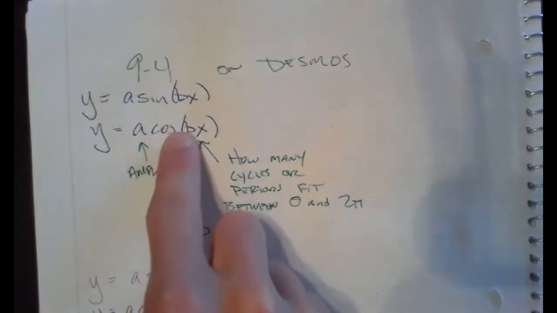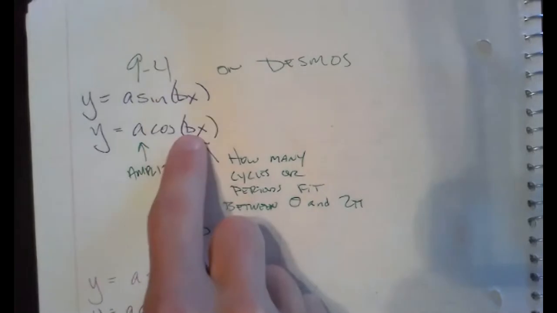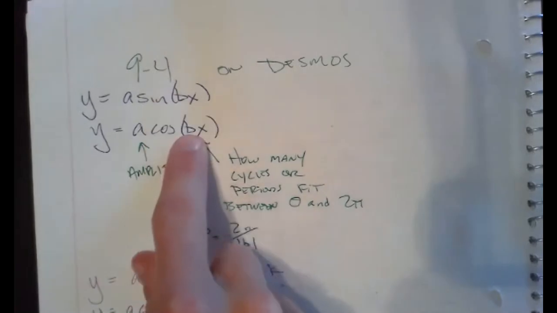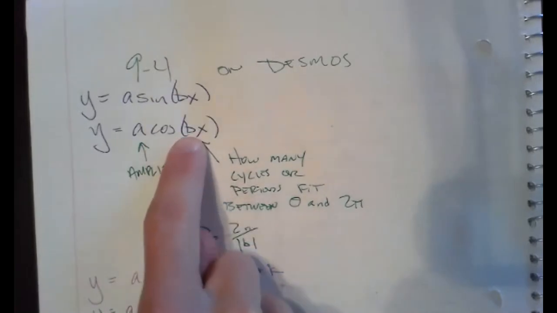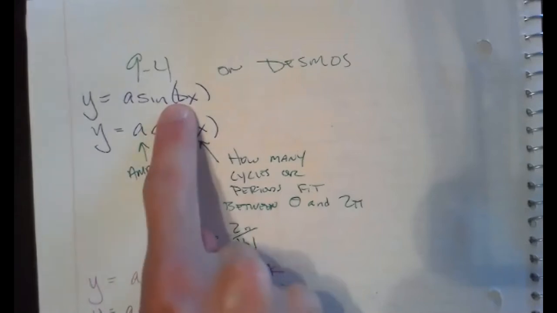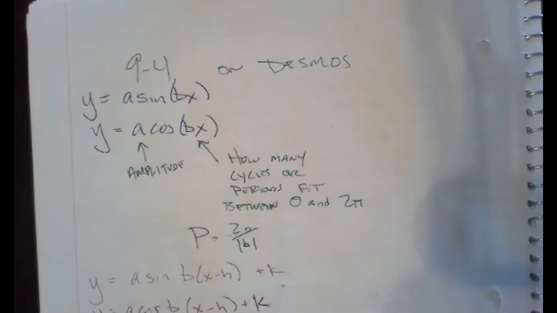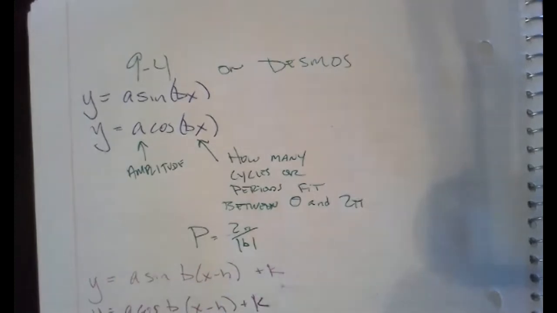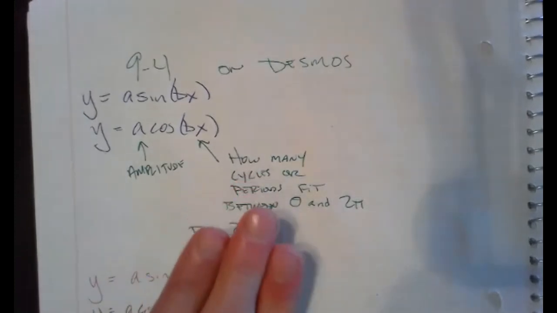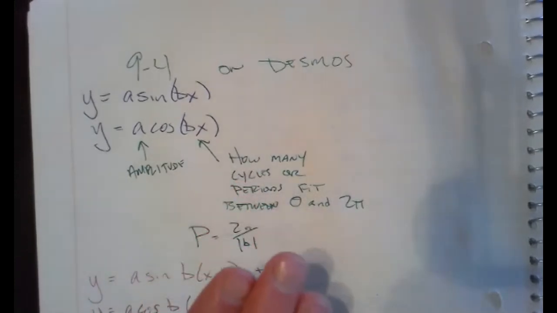But when you look at b, this is how you graph by hand, or if you're looking at a graph online, you look at b, and this is how many times the cosine curve or the sine curve will fit between 0 and 2 pi. Obviously, I'll go into this a little bit further. Okay, I'm going to pause here on the notes part. I want to just take a look at that.